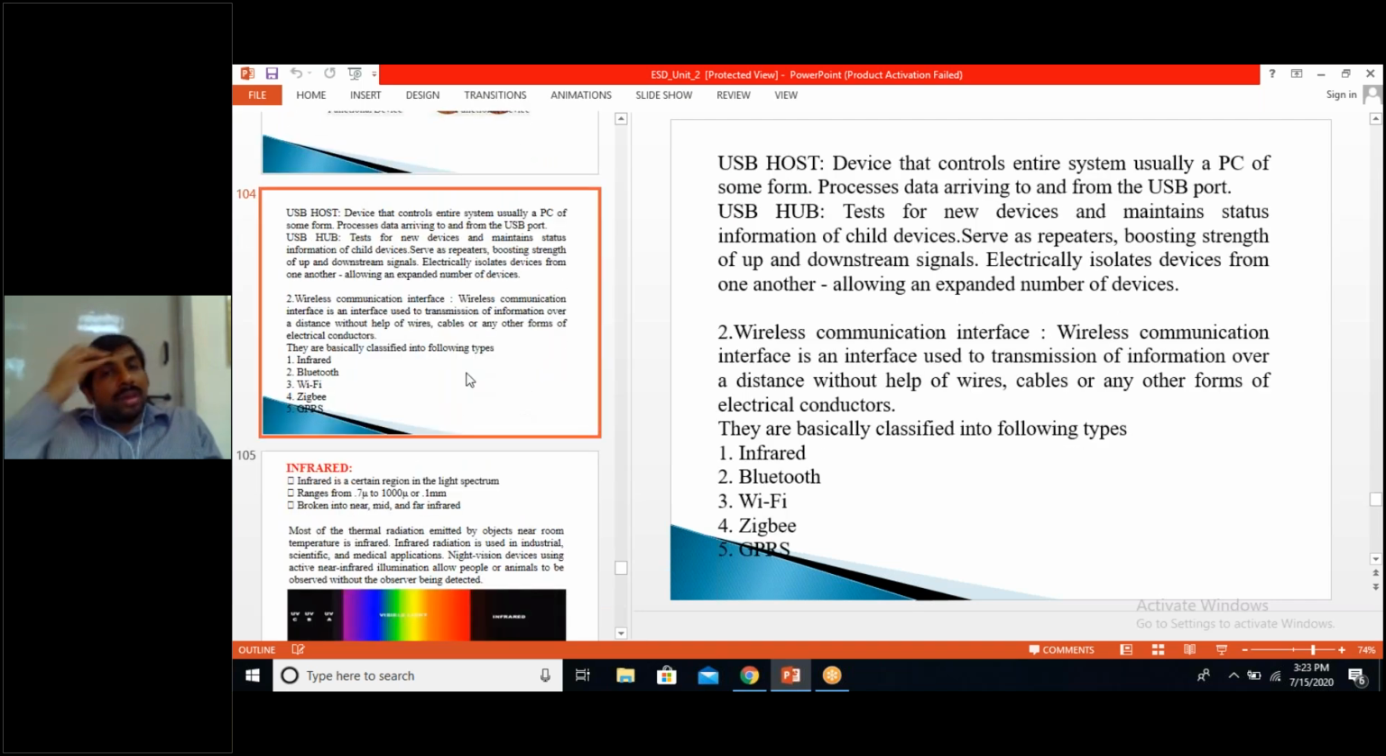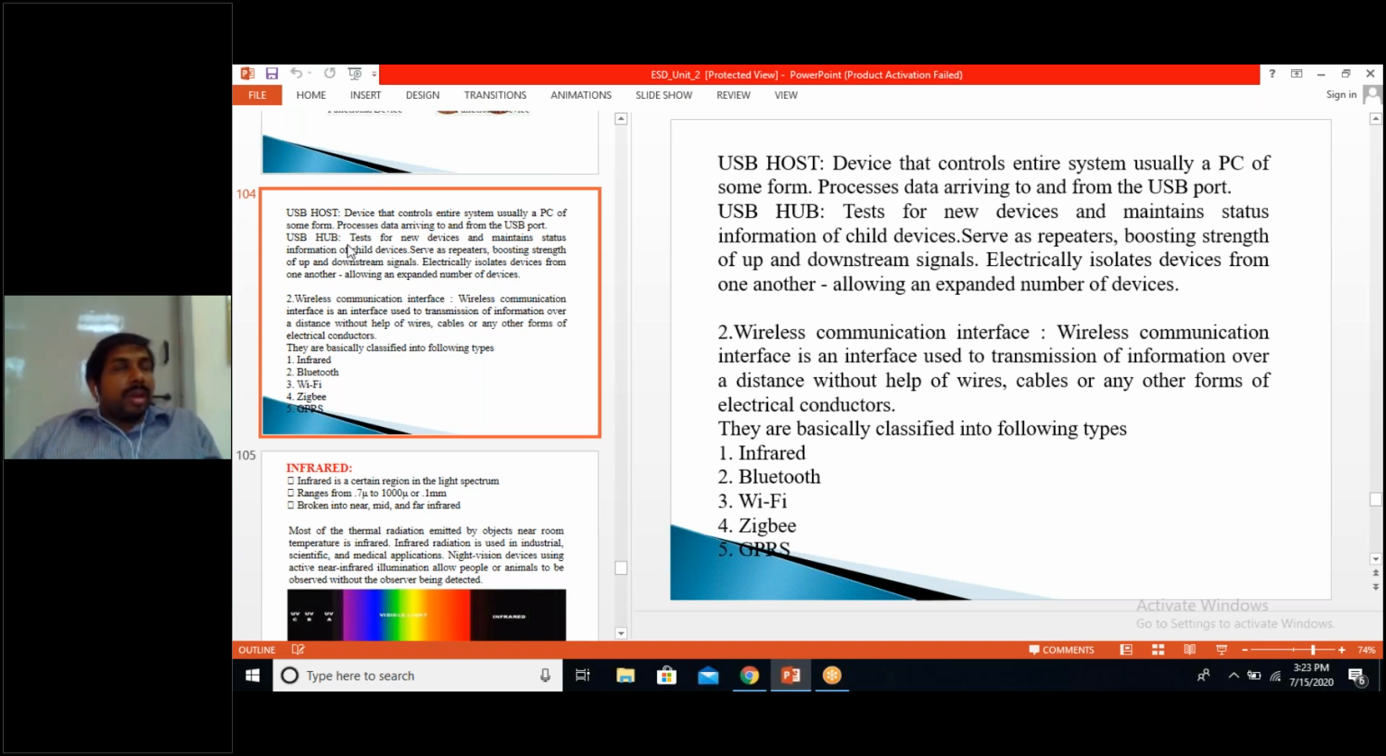And if USB is used for your wired communication, the USB host device controls all the peripheral devices, and it will test status information of all the child devices, and it acts as a repeater, boosting the strength of incoming upstream and downstream signals. So that is under wired communication for product or external interfaces.